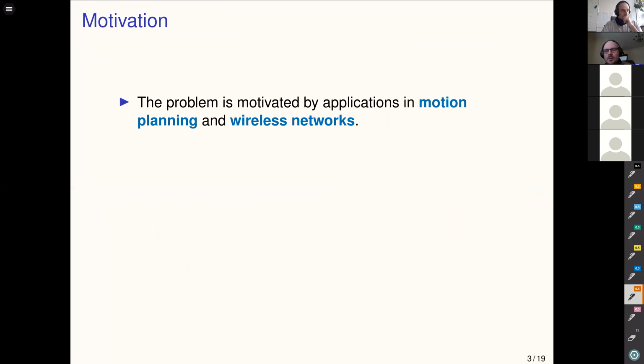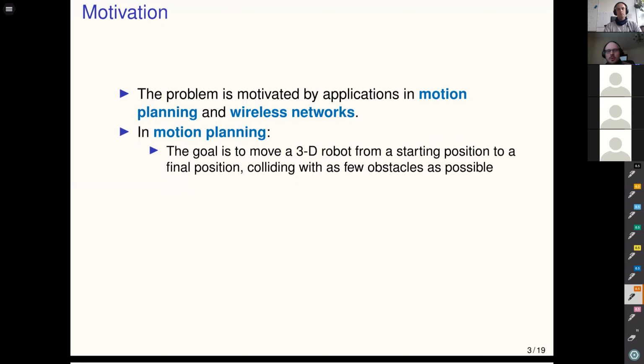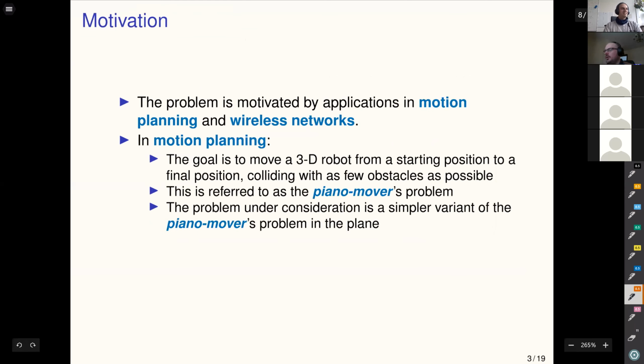And this problem is rather well motivated, with motivation coming from two different areas, and was actually even introduced as a problem in two different areas. So in motion planning, basically the goal is to move some robot from one place to the other with colliding with as few obstacles as possible. This is often referred to as the piano mover problem. Our setting is a little bit more simplified. First, it's just in the plane. And second, our robot is just a point.